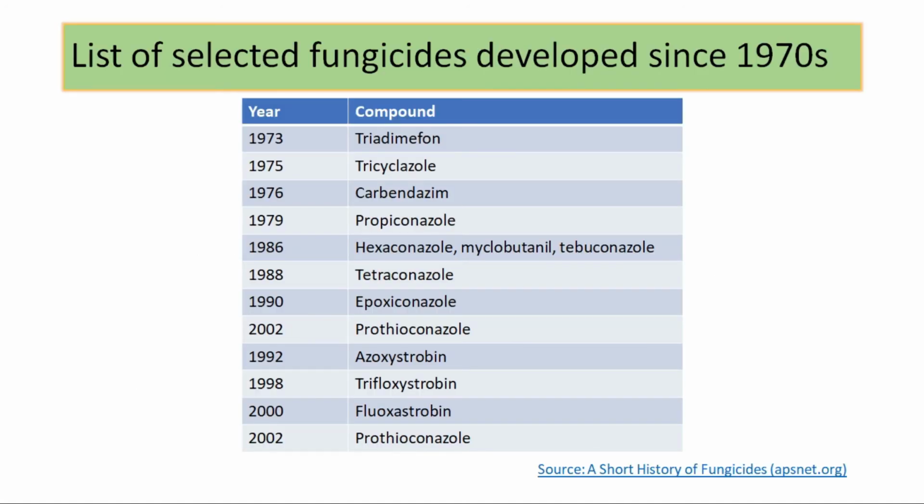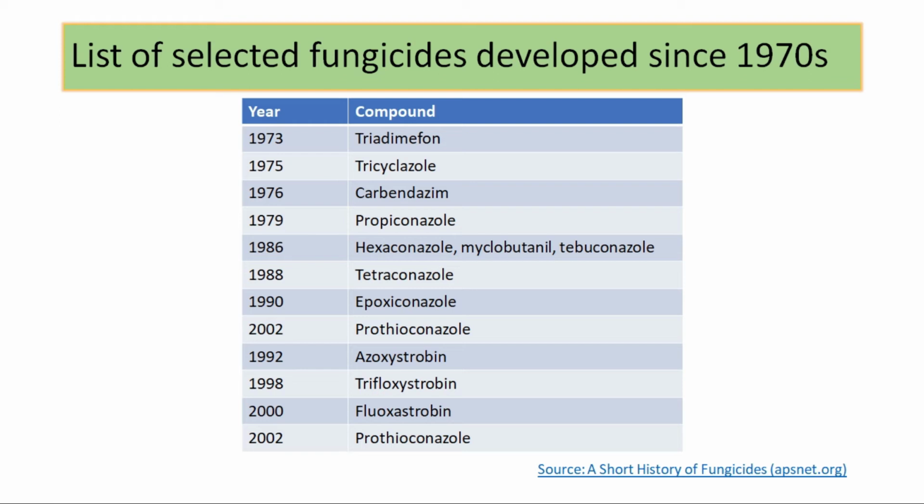Now since 1970, there have been gradually new fungicides developed: triadimefon, tricyclazole, carbendazim, propiconazole, hexaconazole, myclobutanil, tebuconazole. So all these three here, those were introduced in 1986. Tetraconazole, epoxiconazole, prothioconazole, those were introduced. And then azoxystrobin was introduced in 1992.